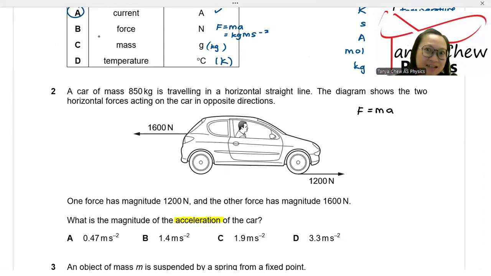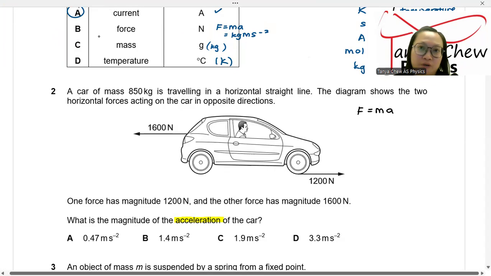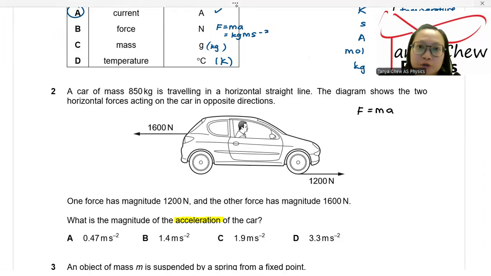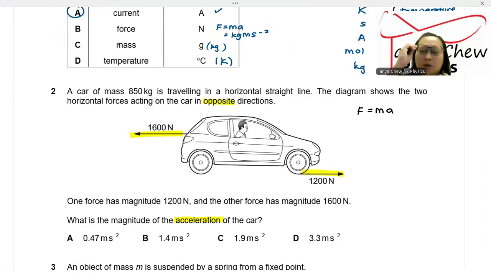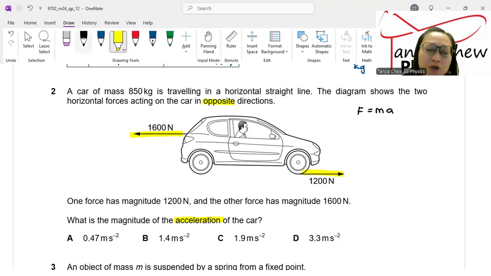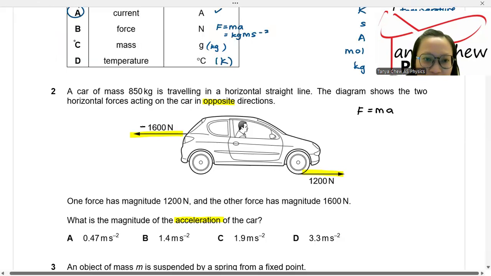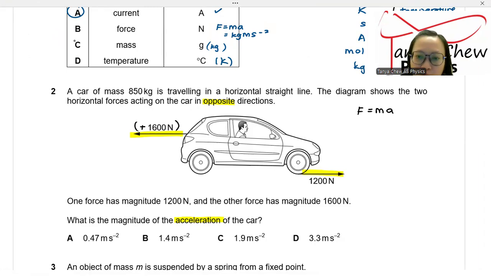F equals ma. That's the equation that I'm going to use for this question. F represents resultant force. You should remember force is a vector quantity. One force is forward, the other force is acting in the opposite direction. The question has already given you the hint. Since force is a vector quantity, you have to use the direction. Vector means a quantity which is not only about the magnitude, but also about the direction. One direction is considered positive, the other direction has to be considered negative. So I will consider the larger force, to the left, to be positive, therefore to the right would take a negative value.